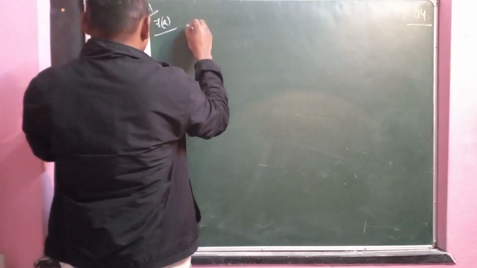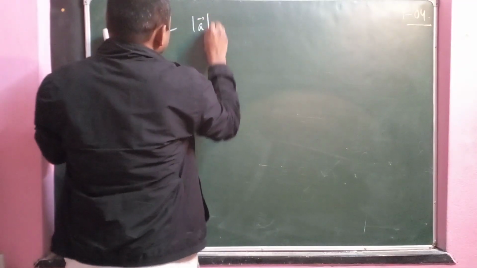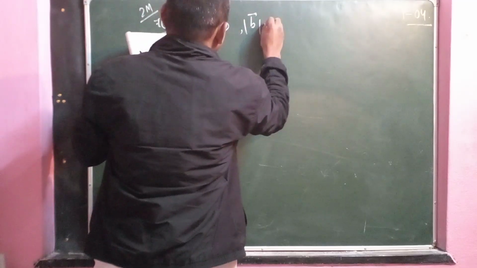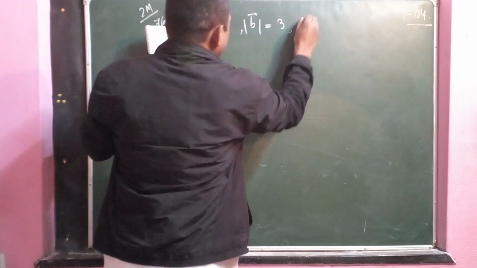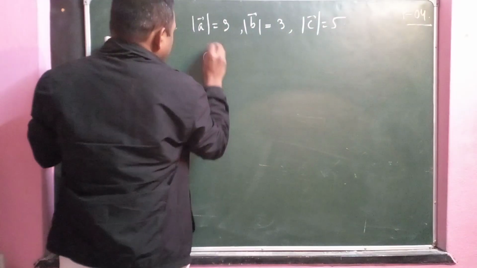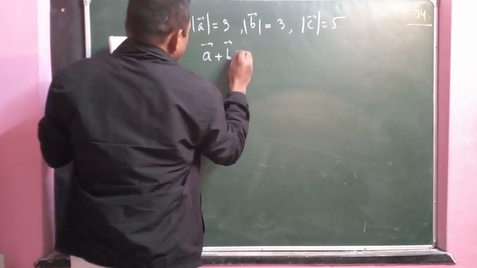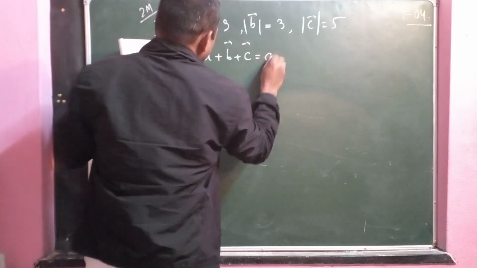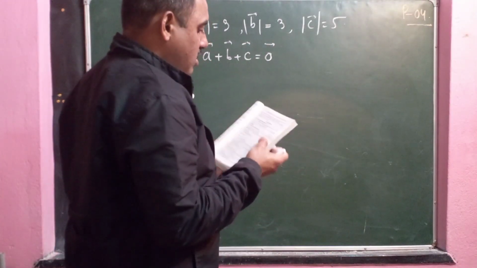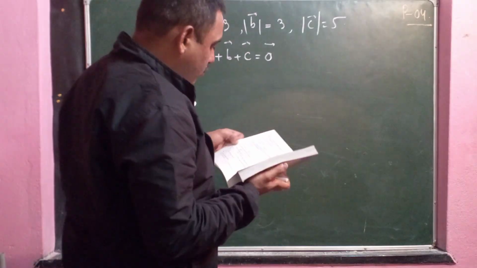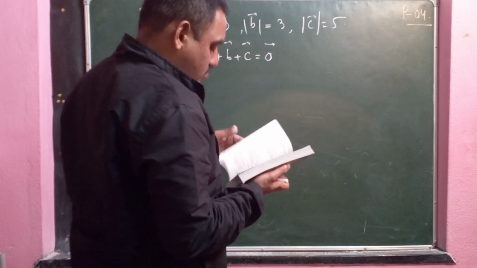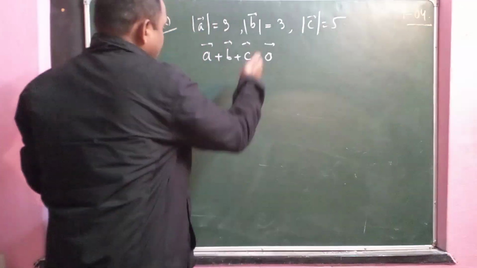See, mod A is given 3, mod B is given 3, mod C is given 5. A plus B plus C equals 0. Now, maybe A, B, C are the corresponding sides of a triangle, so it follows the triangle law. Now you have to prove that A dot B plus B dot C plus C dot A equals minus 25. Okay.